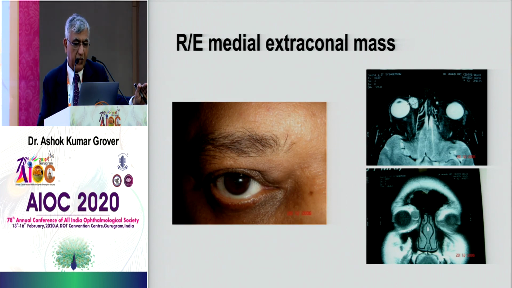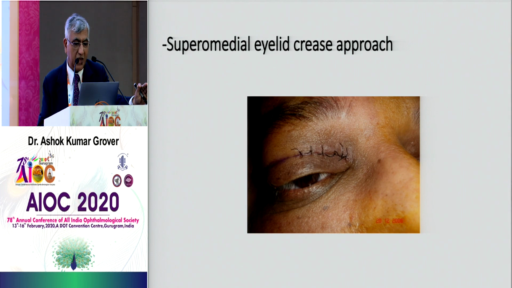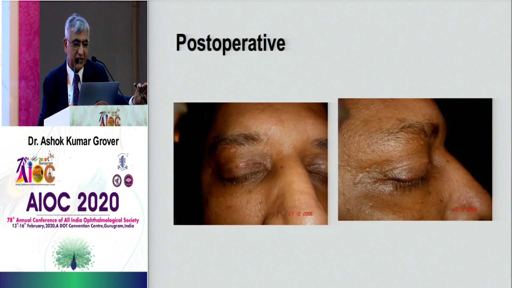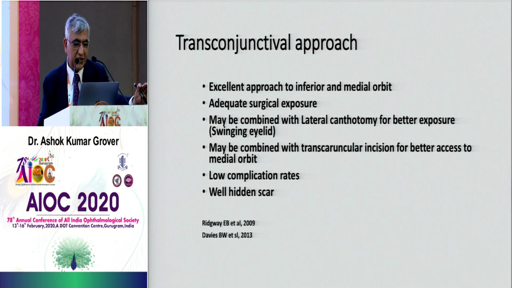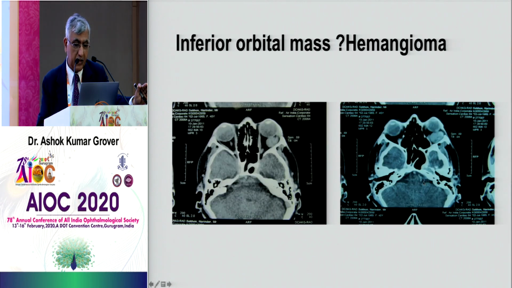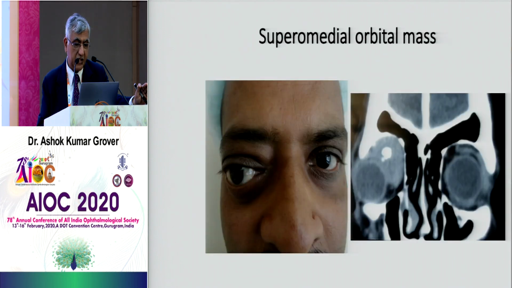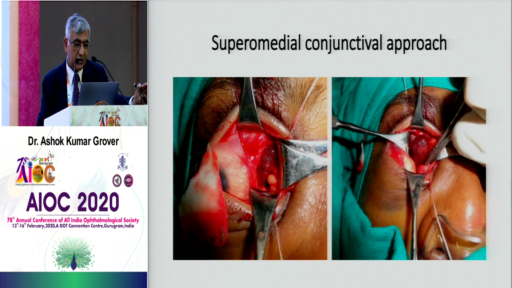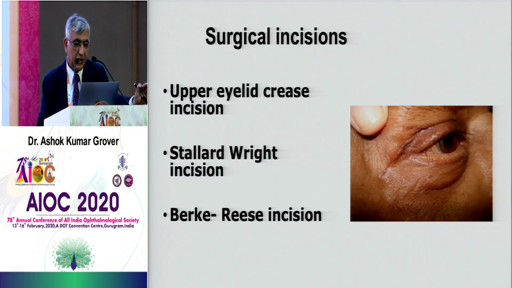A mass like a medial extraconal mass can be taken care of by an eyelid crease incision, as you see here. But transconjunctival approaches are now used much more often, like for this inferior orbital mass. You would very easily go in from the inferior fornix and get rid of this mass, as you see here. So a superomedial conjunctival approach has been used here for this tumor.